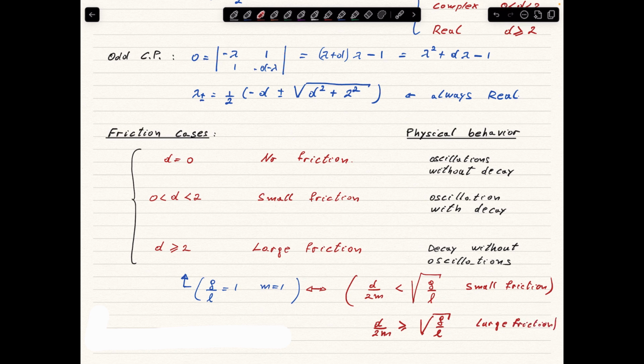So 2 has nothing special. It's actually the result of having chosen this particular case to simplify the calculations. Otherwise, we should get these conditions. Okay, let's go back to our case. The G over L equal 1 and M equal 1, and then everything has to do with 2.